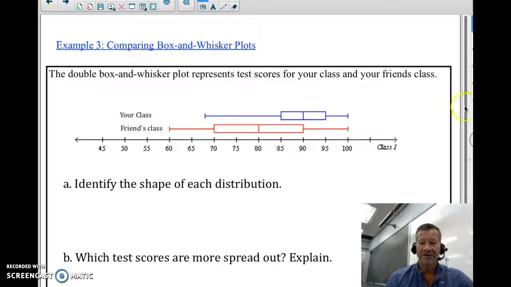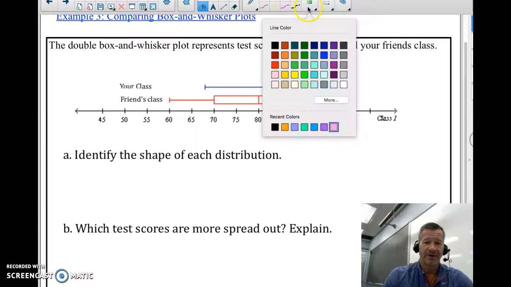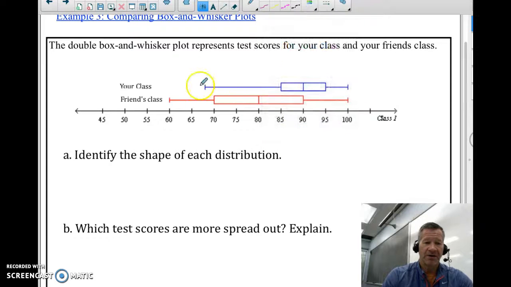We now have a double box and whisker plot. So the double box and whisker plot represents test scores for your class and your friend's class. All right. Now what we are going to do here is you notice that your class goes from, I don't know, somewhere around maybe 68 up to 100, whereas your friend's class goes from 60 to 100. And there are some other differences. So there's a bigger variation in your friend's class than there is in yours.